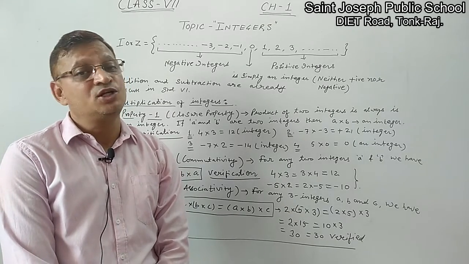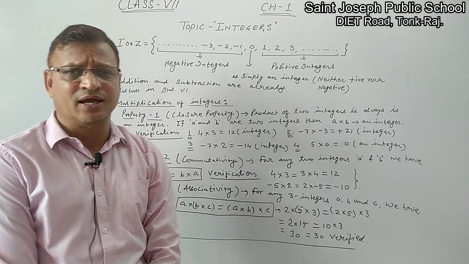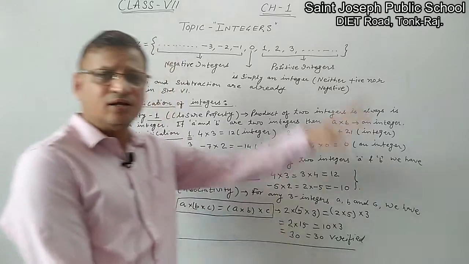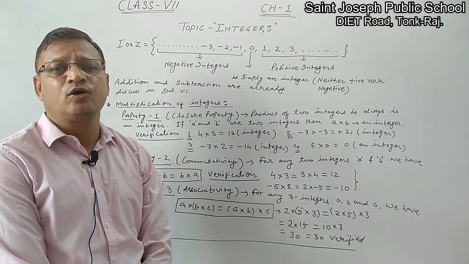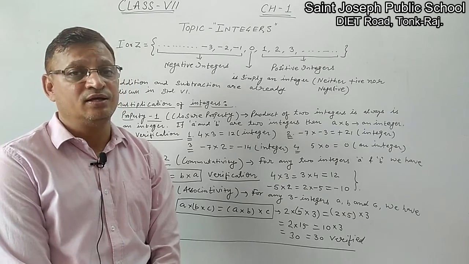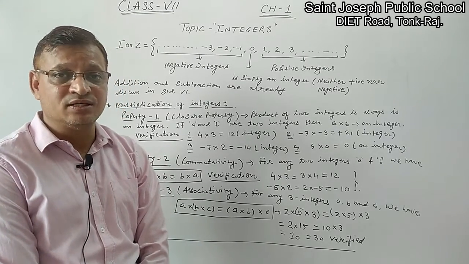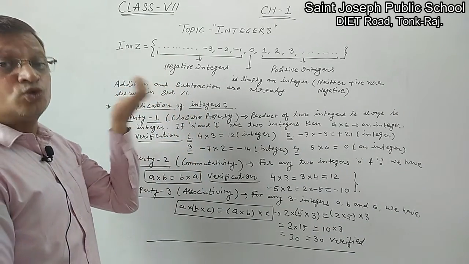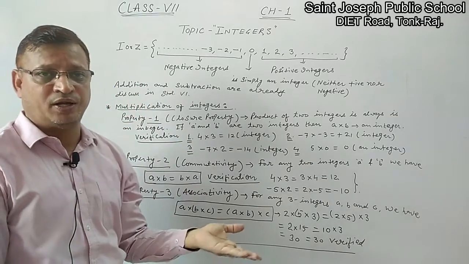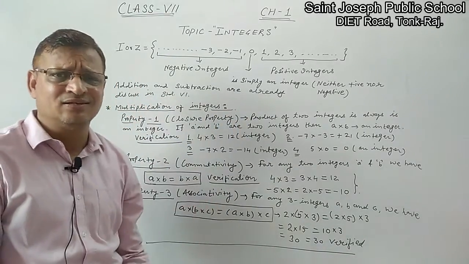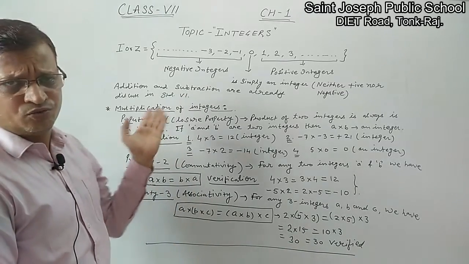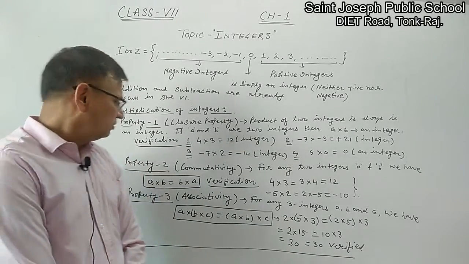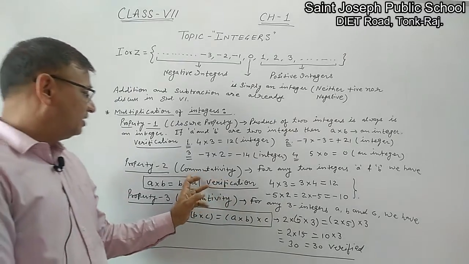Now one more example for 0. If you multiply 0 with any number, the answer is again 0, and 0 is also an integer. 5 into 0 equal to 0. 0 is an integer. So there are 4 verifications given. The product of two integers is also an integer. So this property is known as the closure property. You must remember this. What is the closure property? We also use the closure property for addition, subtraction, and now multiplication.